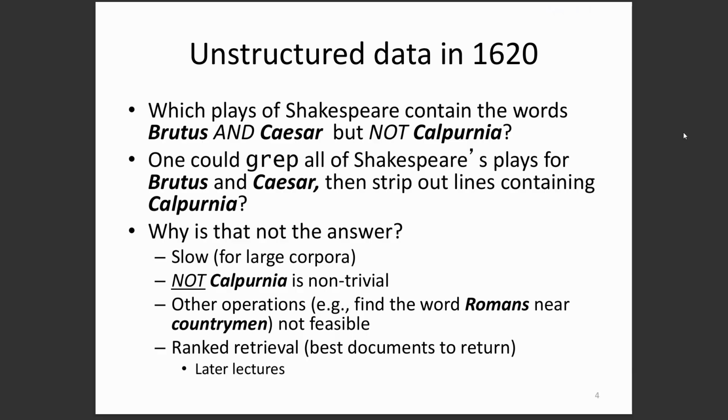Here you are able to see on the screen: which plays of Shakespeare contain the words Brutus and Caesar but not Calpurnia. So one could grep. The keyword grep is used for combining. In retrieval, grep indicates combining all the relevant ones, so retrieving, finding it out and combining it. Grep all of Shakespeare's plays for Brutus and Caesar, and then strip out lines containing Calpurnia.